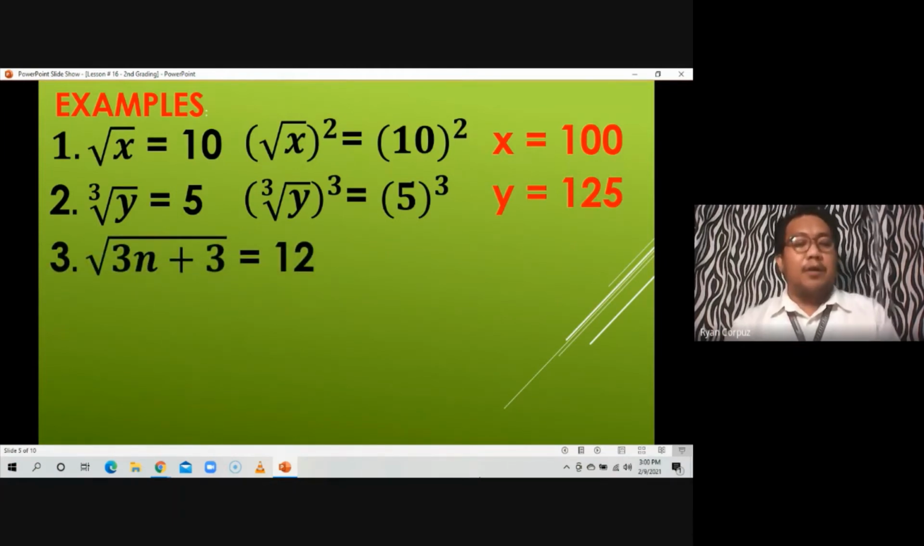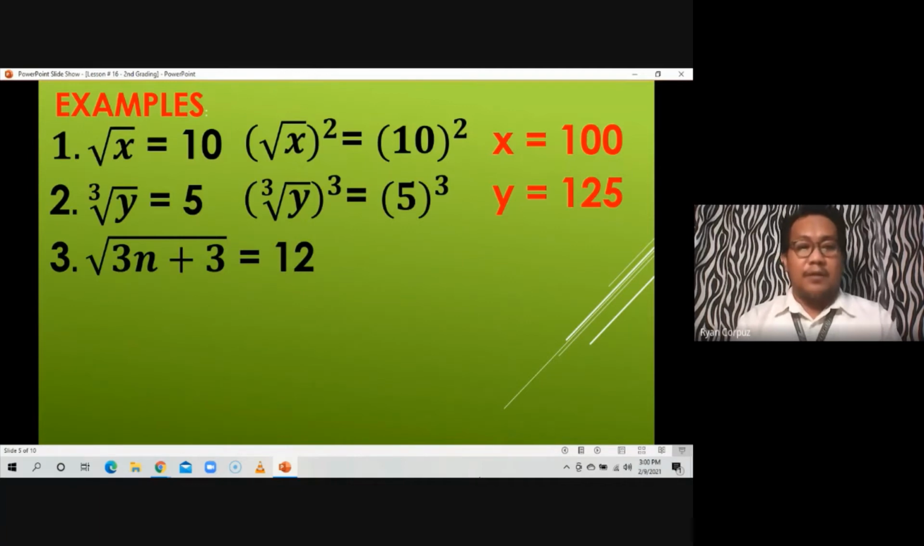Next, let's have example number 3. In example number 3, the given is the square root of 3n plus 3 is equal to 12. Again, this is similar to one of our earlier examples on identifying if the given equation is a radical equation or not. Even though there is a plus 3 inside, the variable is still inside the radical sign, so it appears as a radical. Still, we can consider that as a radical equation.